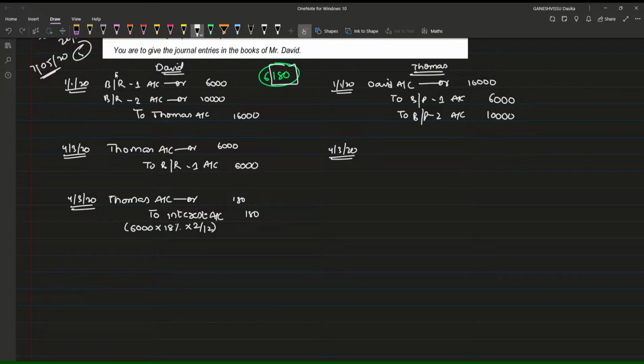See, previously bills receivable 1 account was debited. Now bills receivable 1 account is credited. That means we can cancel both the books. And previously Thomas was credited in our books. That means he had been removed from our debtors list. But due to this dishonor entry, Thomas account is again included. So he has become our creditor once again.